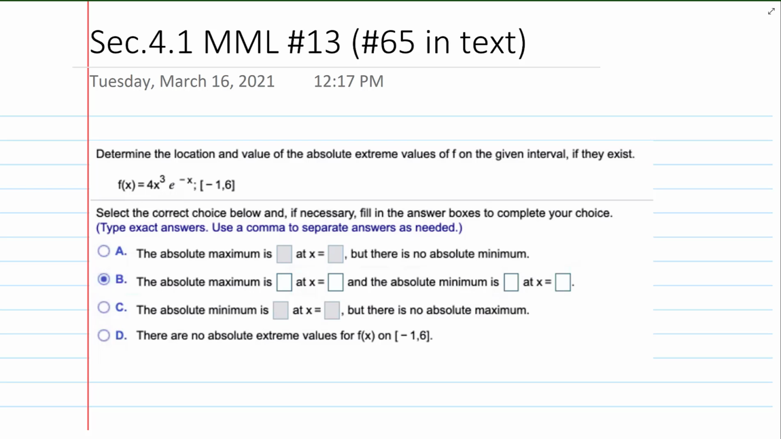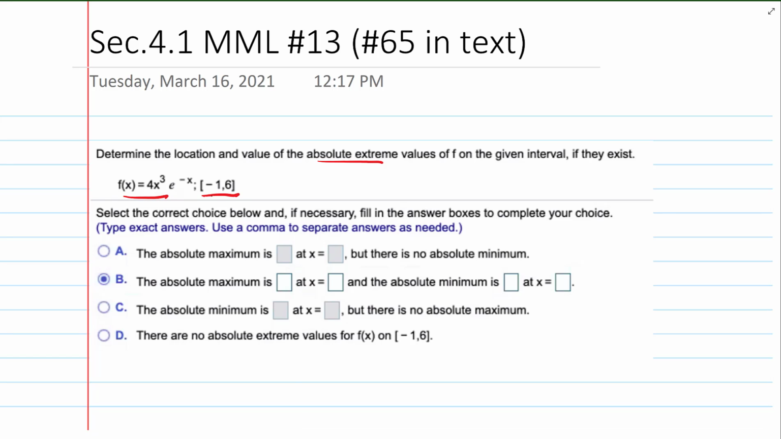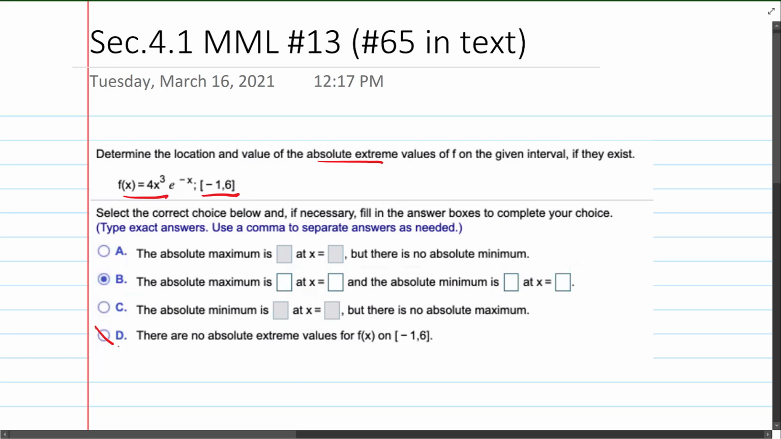So folks, in this problem, we're asked to find the location and values of the absolute extremum for this particular function on this closed bounded interval. So we're going to tackle that in just a second. In my math lab, they gave us a sequence of choices. I want to talk about why D is certainly not an answer to this question.